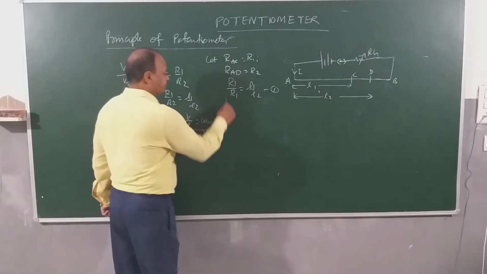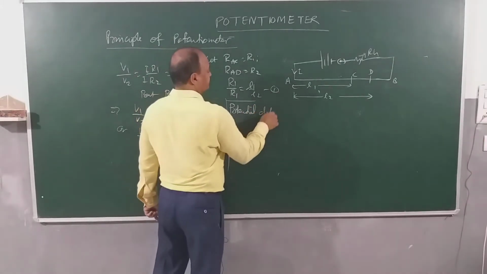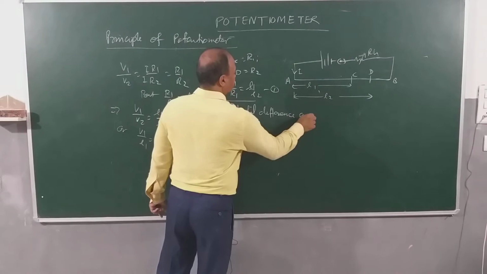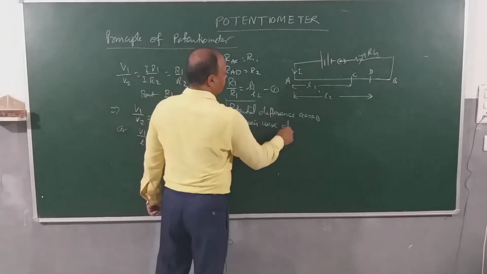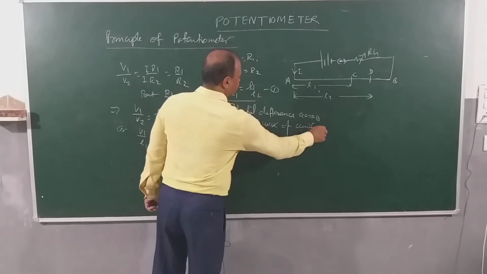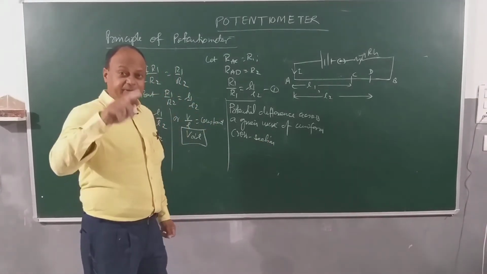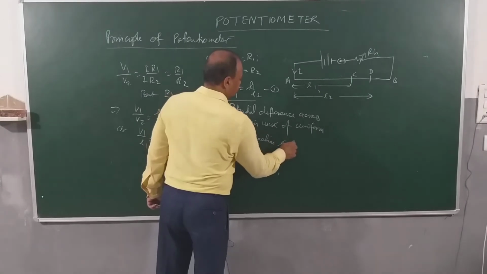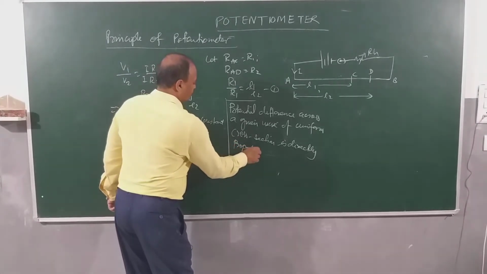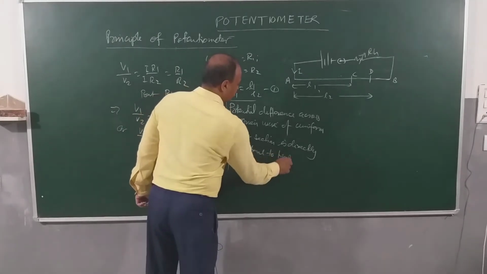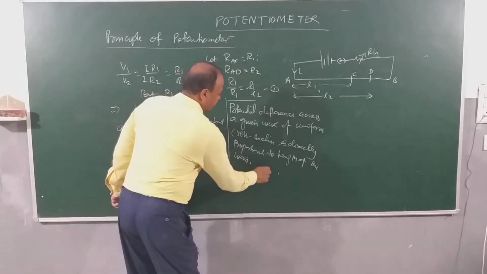So what is the working principle? The potential difference across a given wire of uniform cross section carrying the same current, also keep in mind, is directly proportional to the length of the wire, meaning V is directly proportional to L.